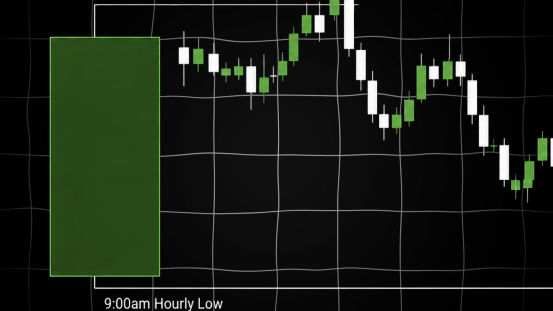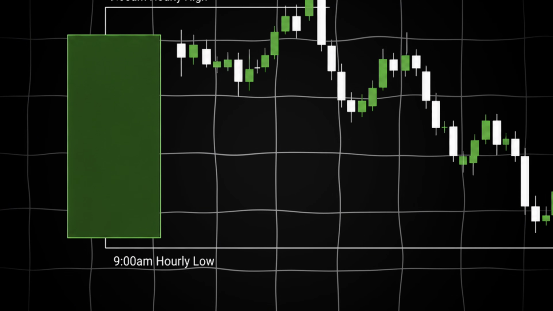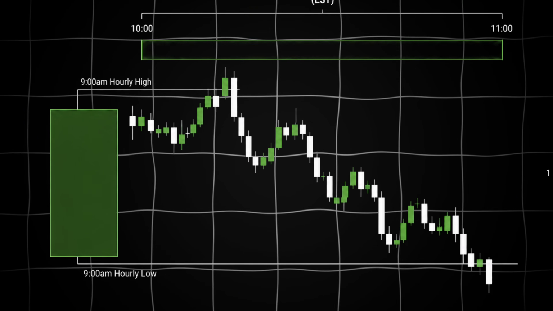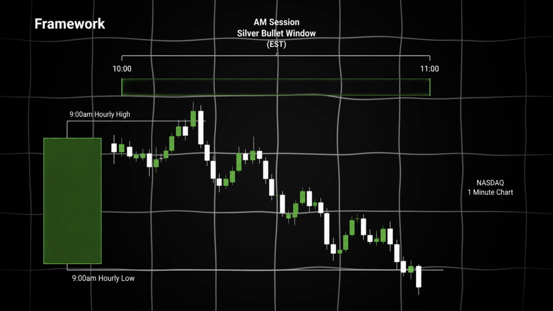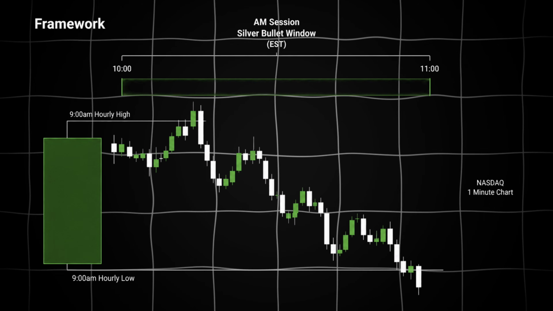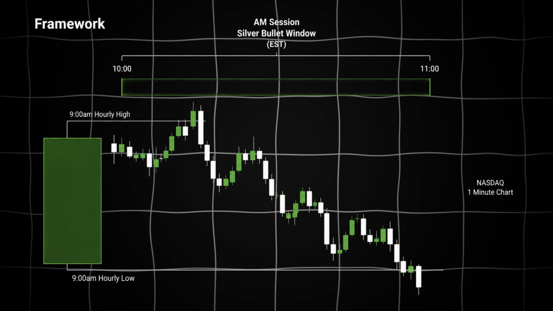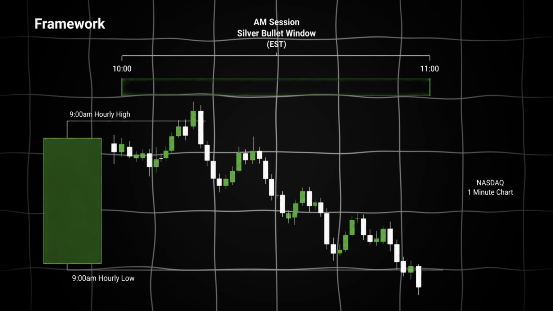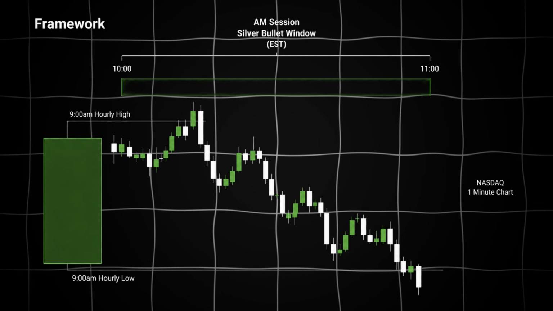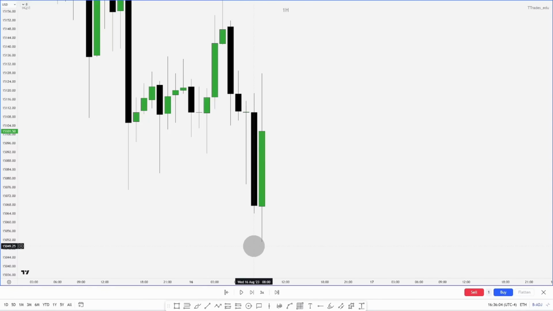After that, I am looking for price to take one side of this range. So in this case, it takes the 9 AM high, and then I look for an entry to target the 9 AM low. Similarly, if we were to take the low of this candle, then I would look to be targeting the high. Now these entries have to fall within the 10 to 11 AM window, or I will not be looking for them. So let's take a look at a few examples of that.